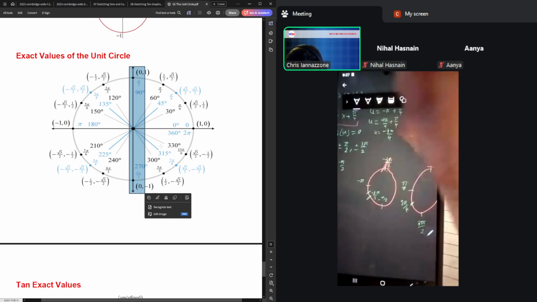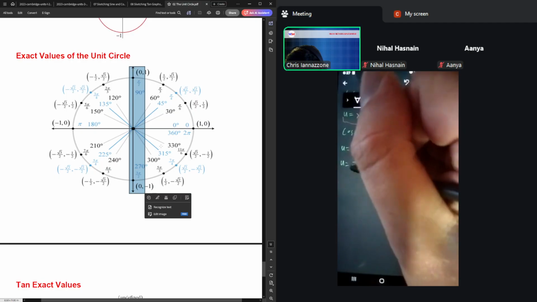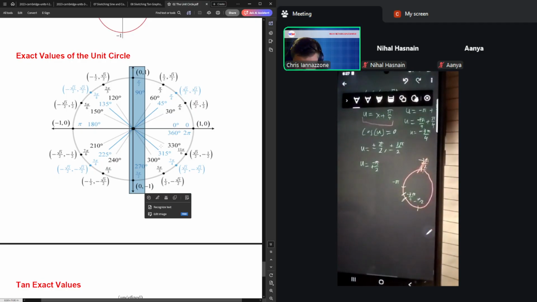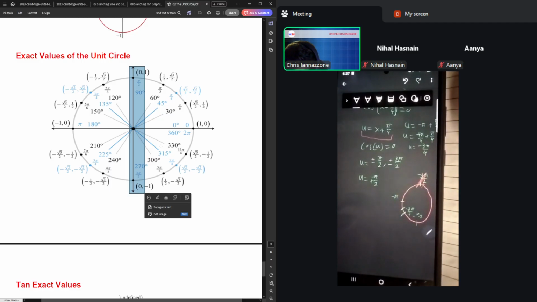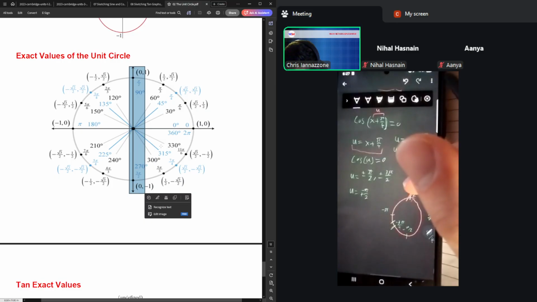No, yeah, 3 pi over 2 doesn't belong to any of them. So it's just plus minus pi over 2. We ended up going a bit too far. Fair enough, that's how we're able to truncate that.